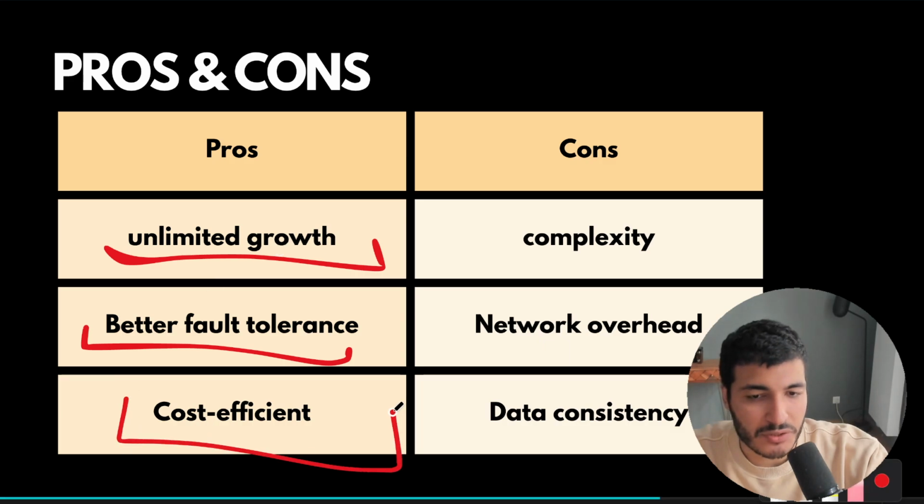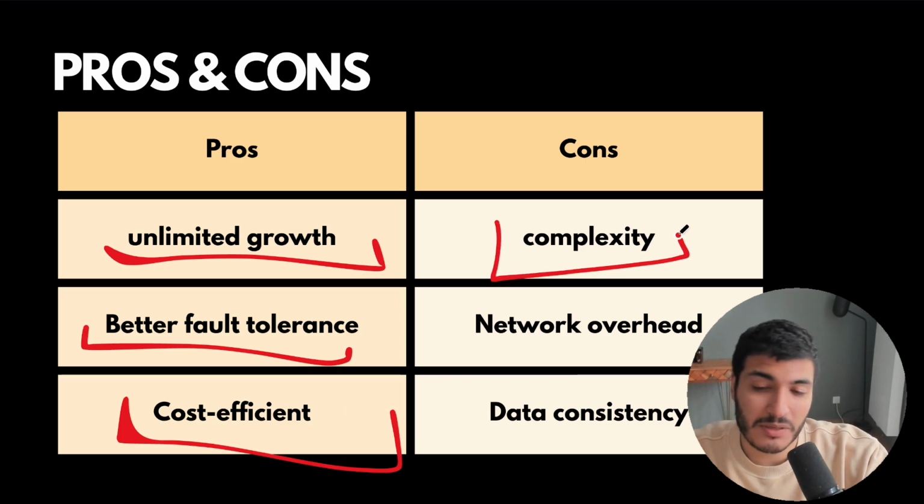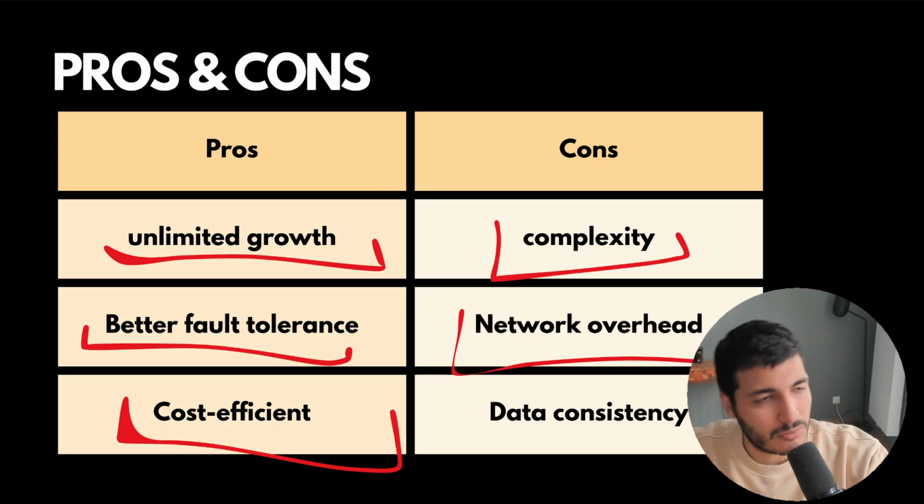And next, we have cost efficiency. You can add small boxes and not monster iron, which will reduce costs, because high-end machines cost a significant amount of money. The cons: first is complexity. When we have multiple nodes, managing the state and the data between them is not easy. It's really complex. Next, we have network overhead, because since we have multiple nodes, we will have to introduce something like a load balancer to distribute the load between them.